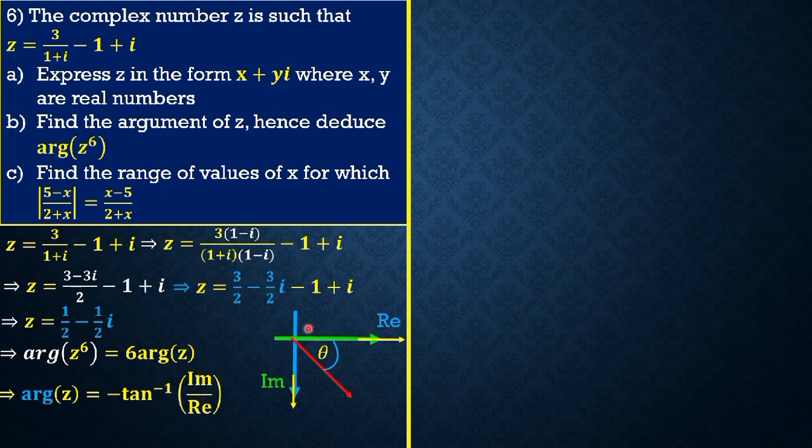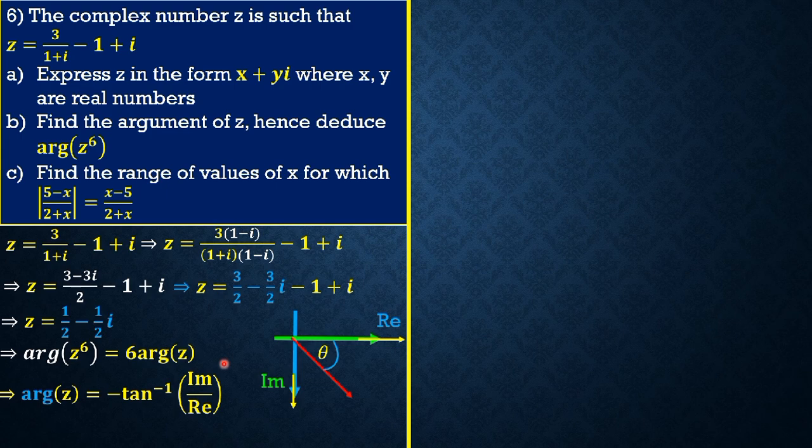If it's found in the second quadrant, it's going to be 180 minus this result. If it's found in the third quadrant, it is going to be negative of 180 minus this result. Now on the fourth quadrant, it has to be negative of tan inverse of imaginary over real. So guys, our imaginary in this case is 1 half.